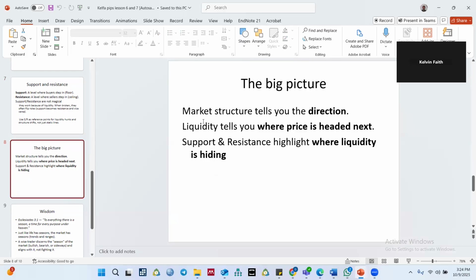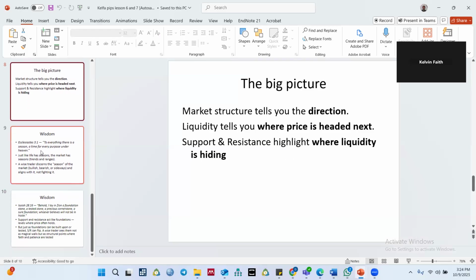The big picture: market structure tells us the direction. Liquidity tells us where price is headed next, where price is going to go. Support resistance highlights where liquidity is hiding.